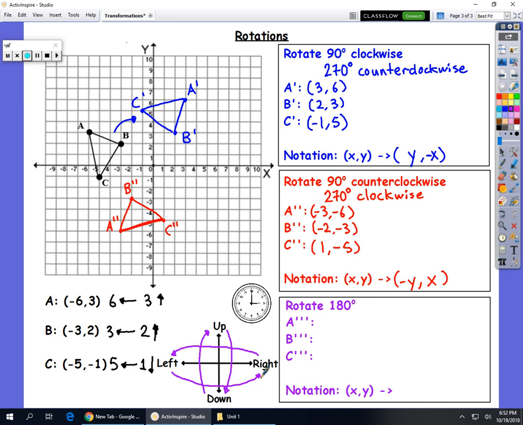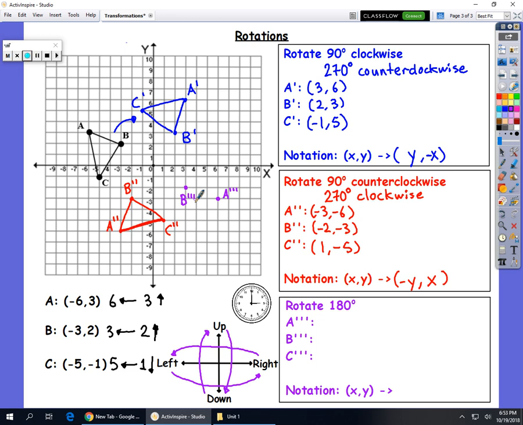So let's do that with all the points here for A triple prime. So instead of going 6 left, I'm going to go 6 right. Instead of going 3 up, I go 3 down. 6 right, 1, 2, 3, 4, 5, 6, 3 down, 1, 2, 3. So what is that? That is my A triple prime. Next, B. Instead of 3 left, I'm going to go 3 right. Instead of 2 up, I'm going to go 2 down. So 3 right, 2 down, 1, 2. This is my B triple prime.